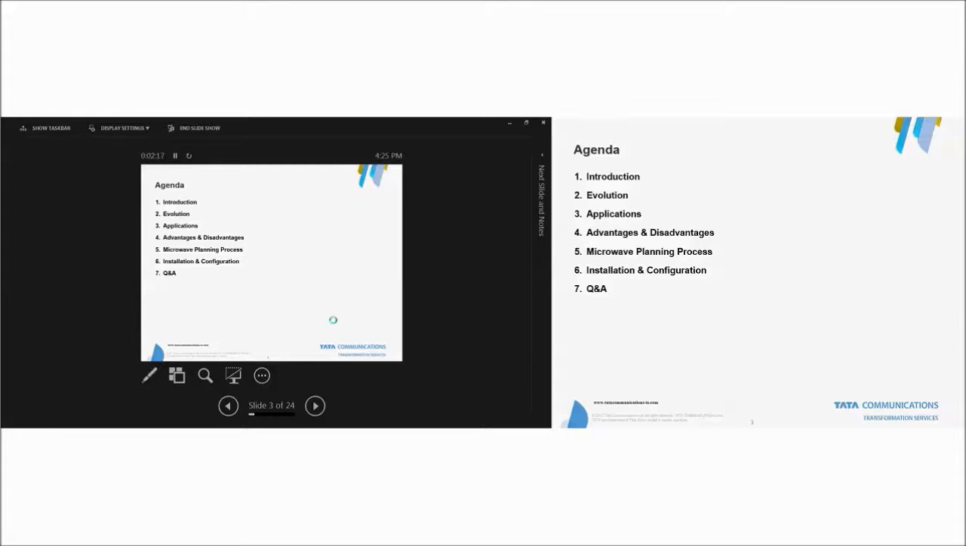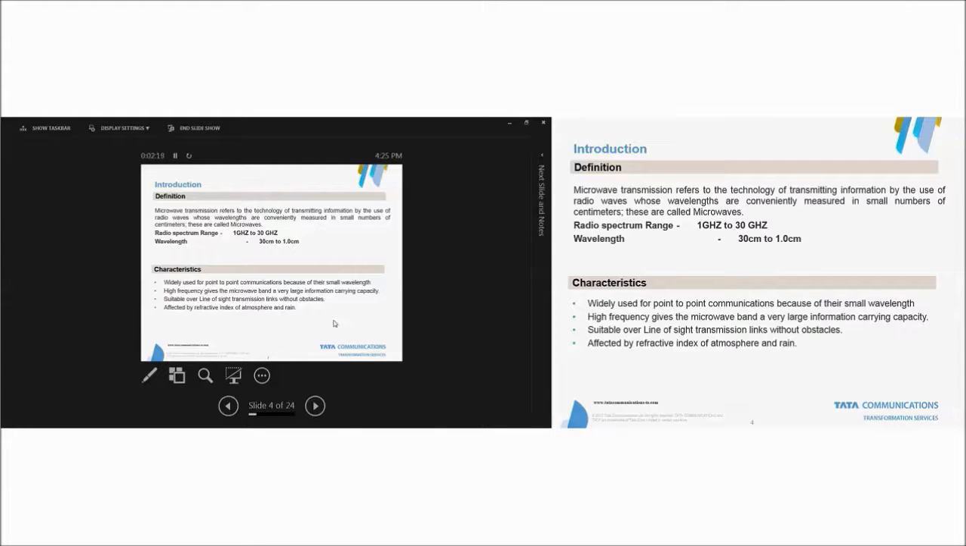First, we move on to the introduction. Hope you all are aware what a microwave is. Microwave is a radio frequency which ranges from 1 GHz to 30 GHz, and its corresponding wavelength is 30 centimeters to 1 centimeter. And the technology which is used to transmit data using this microwave is termed as microwave transmission.